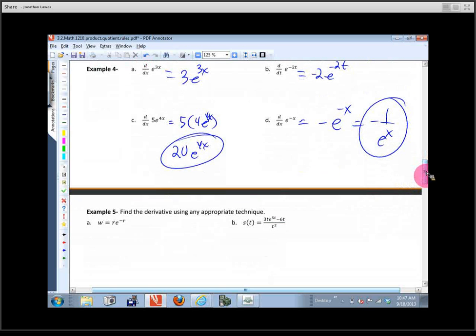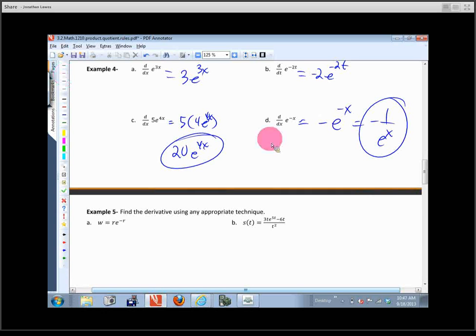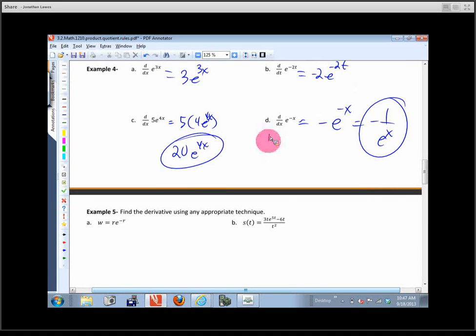Okay, watch for just 1 second. What if I wrote this as 1 over e to the x? And I said find the derivative of this. Isn't this problem equivalent to this problem right here? Right now it's a quotient. Okay, watch. You don't have to write this down if you don't want. You can just watch. Bottom times the derivative of the top.